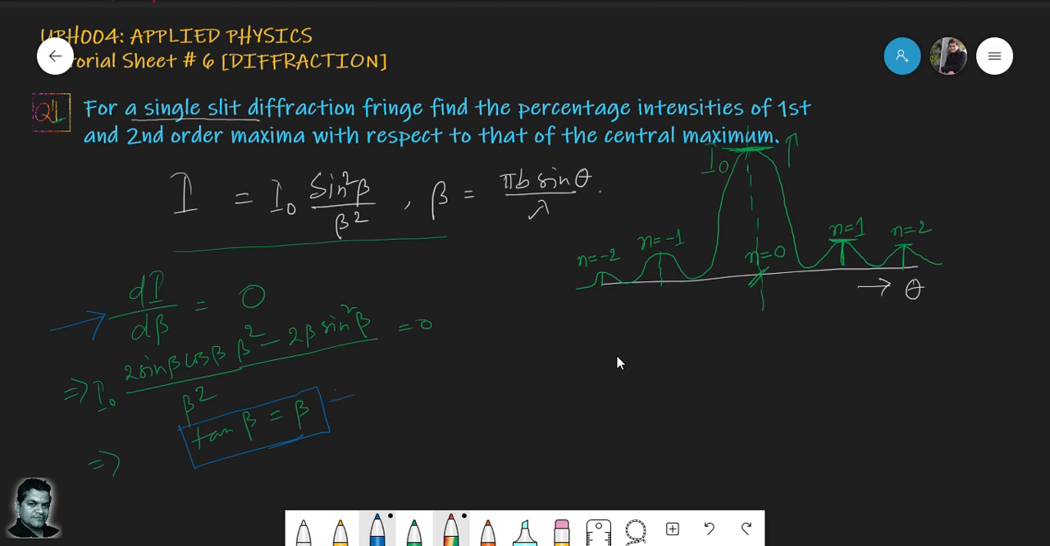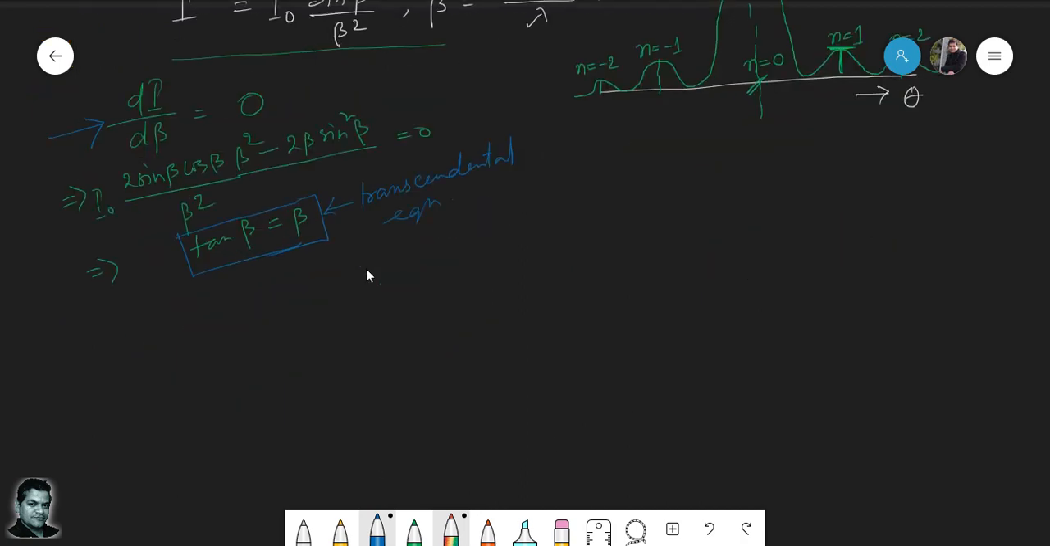Now this is a transcendental equation, and such an equation cannot be solved using an analytical method. For this you use a computational method. Here solving means finding for what value of beta this equation is satisfied. That's the solution, the root of this equation, tan beta is equal to beta.